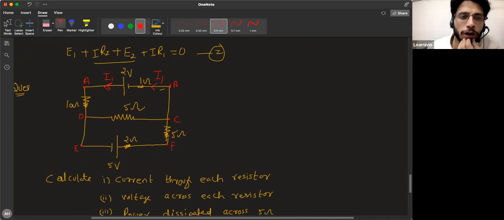Now current will divide. Let's go to every junction. At junction A, will current divide? Is there any branching at point A? No, sir. There's no branching at A. See, the branch will be at D. I'm asking about point A. No branching at point A. So the same current will go over here also.